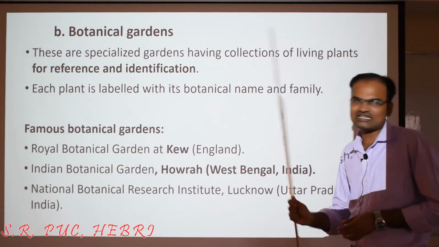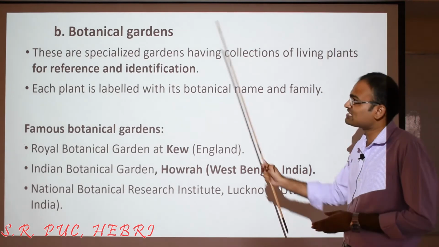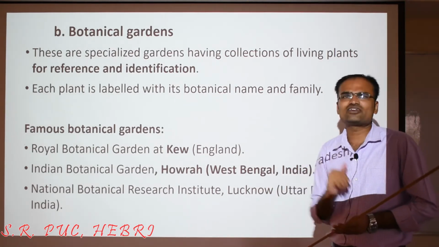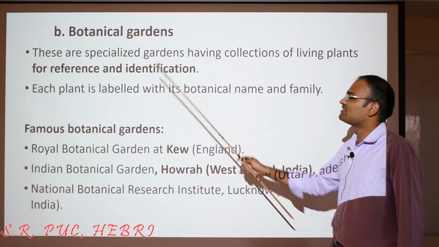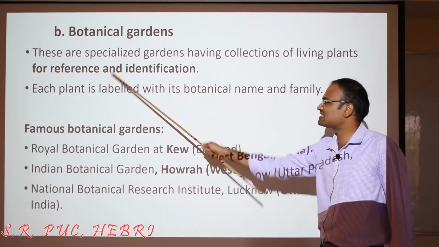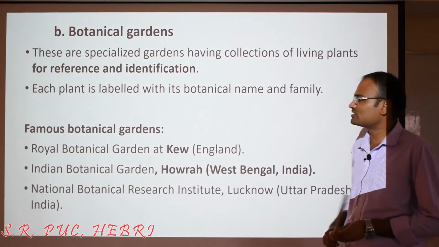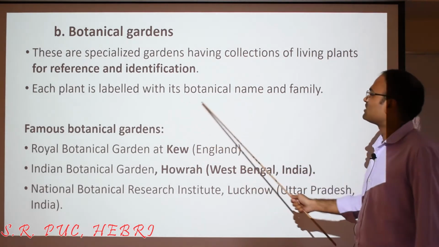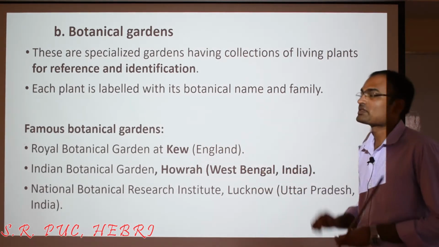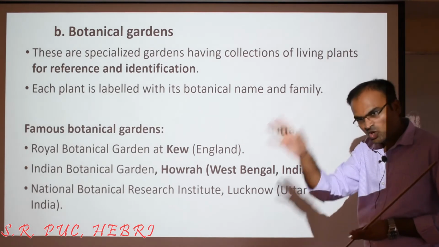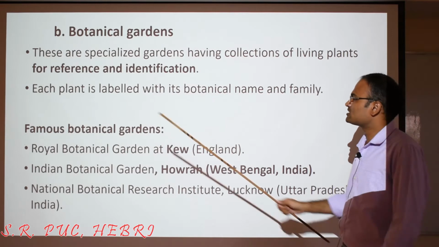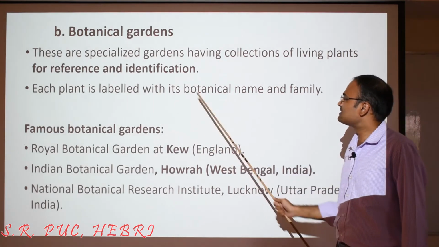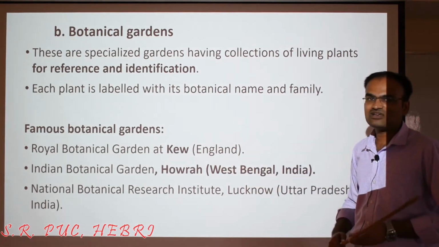Both are for plant identification only, the herbarium as well as the botanical garden. But in a botanical garden, it is in living form, which helps us for reference as well as identification. Each plant is labeled with its botanical name and family. Each plant growing in the botanical garden is going to be labeled with its botanical name as well as its family name.